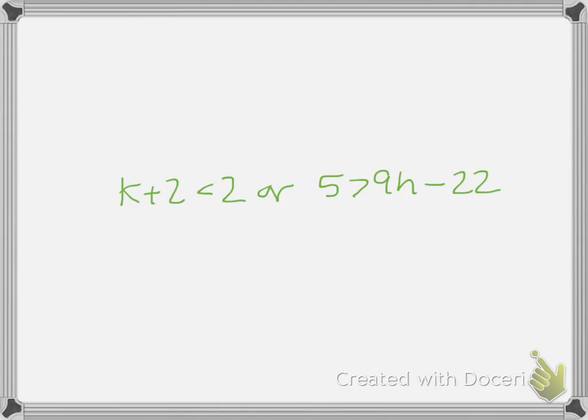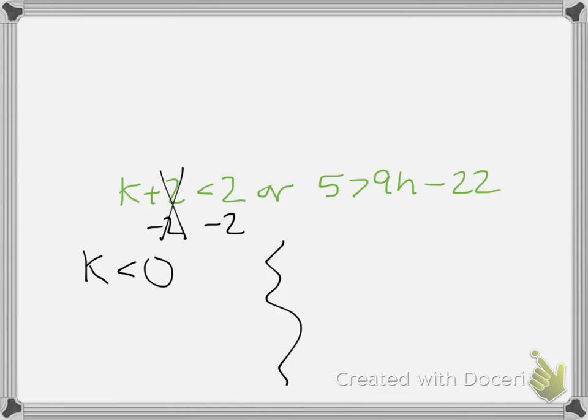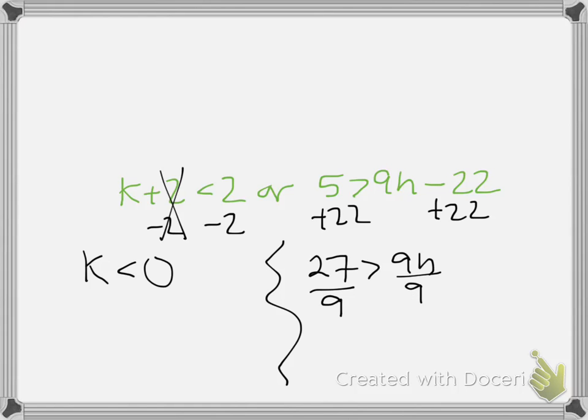Okay, it's an OR problem, so it should be going outward. So it's two different problems that we're going to solve. So subtract 2 in this one, because right now we're adding, so to get rid of it we need to subtract it. 2 minus 2 gives me 0. Okay, this one I'm going to add 22. So I'm going to get 27 is greater than 9h. Divide both by 9.